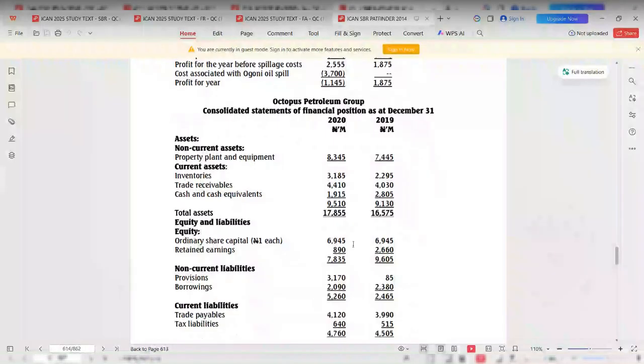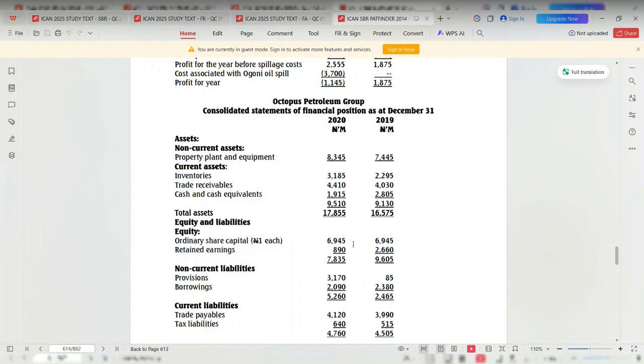So let me say something about this. When one of our colleagues was solving one of the questions I gave last class, she got confused about the figure to use for capital employed. Maybe in that question, it was not stated like this.